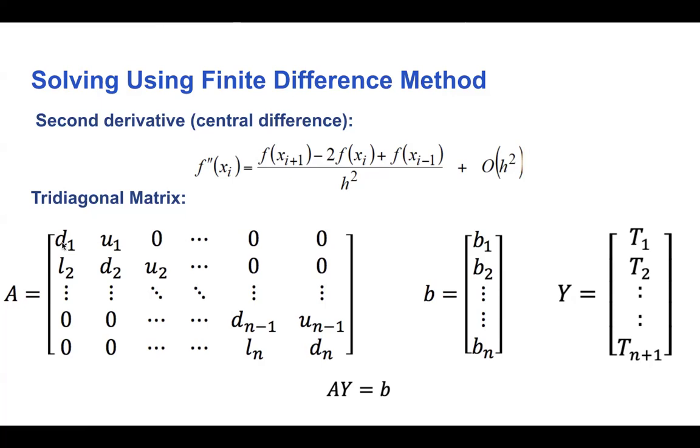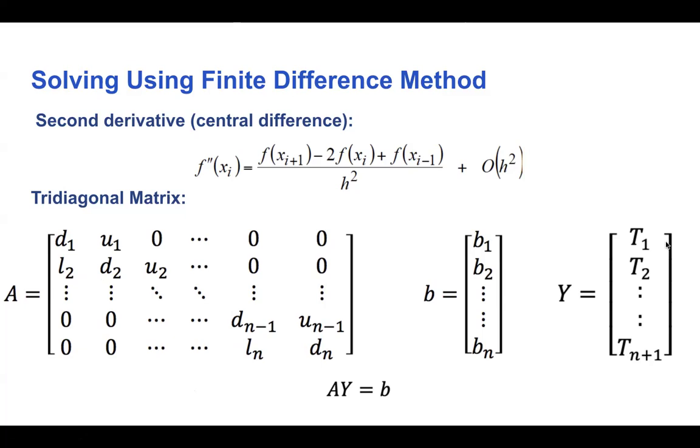So now what we will be getting is a tridiagonal matrix like this. What is a tridiagonal matrix? It'll have the main diagonal d1, d2 up to dn. It'll have an upper diagonal, that is u1, u2 up to un minus 1. It'll have a lower diagonal starting from L2 to Ln. So this is the A matrix. Then you'll have a constant vector, that is B, and this is your variable vector.